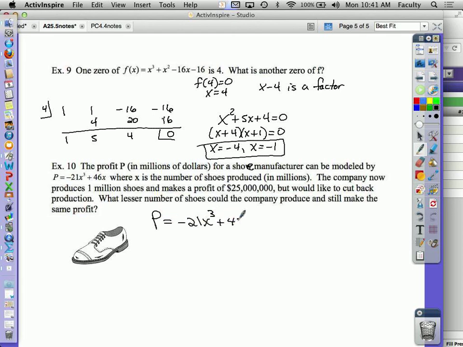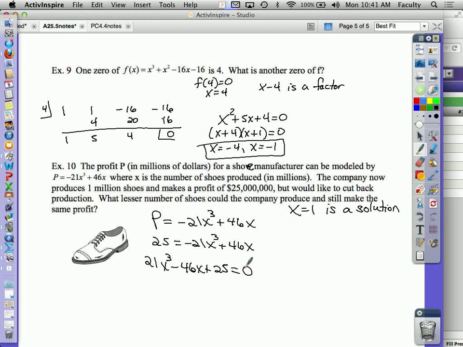Well, the profit is in millions, so the profit is 25. And what they're telling us is that when the profit's 25, x equals 1 is a solution. Okay, x equals 1 is a solution. So what I'm going to do is bring everything over to the left side. And I'm going to use that x equals 1 as a solution to still divide it down to a quadratic. So I'm going to put 1 in the box.